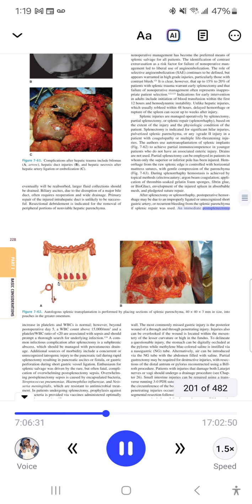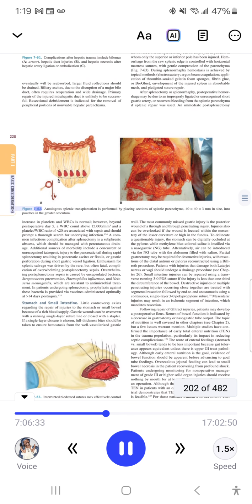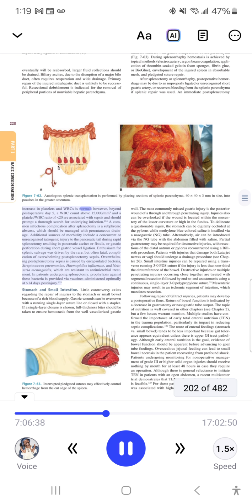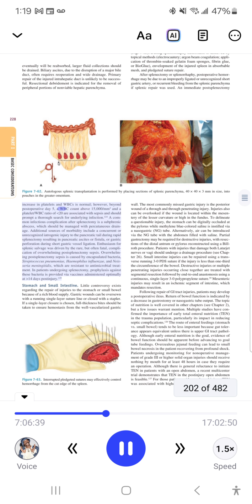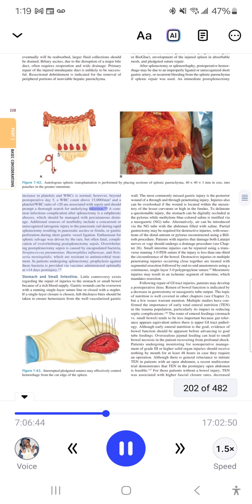Figure 762. Autologous splenic transplantation is performed by placing sections of splenic parenchyma, 40 x 40 x 3 mm in size, into pouches in the greater omentum. An immediate postsplenectomy increase in platelets and WBCs is normal. However, beyond postoperative day 5, a WBC count above 15,000/mm3 and a platelet/WBC ratio of 20 are associated with sepsis and should prompt a thorough search for underlying infection.